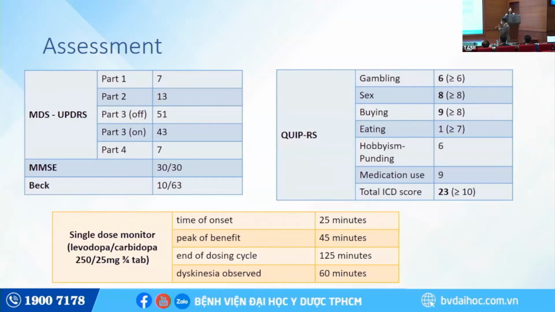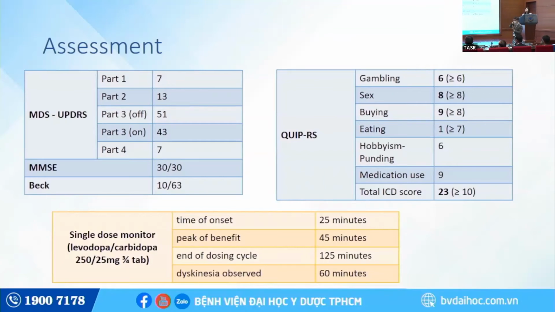The other thing that I want to point out here is that if you look at the part 3 score, you see that on and off, the difference is not that much. It's 51 and 43. However, the patient has had dyskinesia already for 60 minutes. It tells us something, isn't it? What does it mean, that on-time MDS-UPDRS with the dyskinesia observed, and part 4 is already scored 7. So I found that it is a little bit not clear cut there.